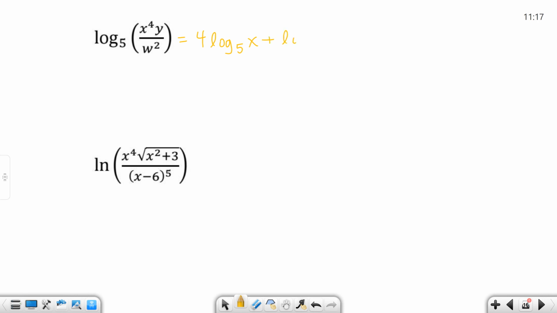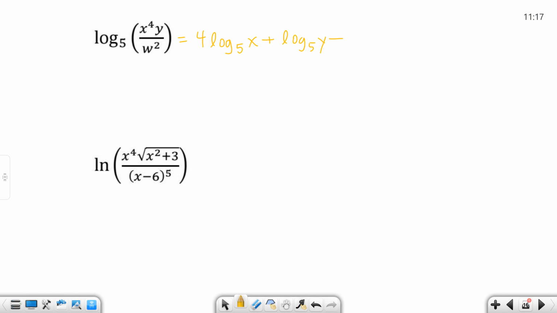And then I add log base 5 of y. Why is there no number right here? Because y didn't have a power to bring out. It's just a 1. Just leave it. Right? And why is it plus? Because the y is in the top, the numerator. This is plus because the y is up here. If the y had been in the bottom, it'd be minus.